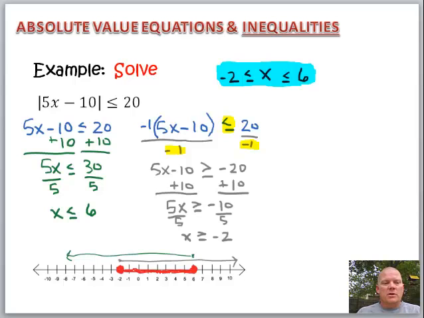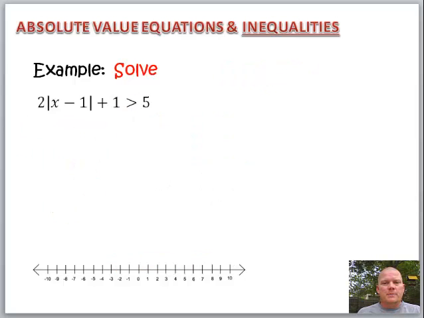Alright, now let's go ahead and move on to the last one of your examples, and that's to solve 2 times the absolute value of x minus 1 plus 1 is greater than 5. Now I'll give you a little hint here. It's greater than, so therefore this is going to be an or statement. It's not going to be the and statement, it's going to be the or statement, okay? So go ahead, pause the video, take a couple minutes to work this out, and then turn the video back on and see how you did.